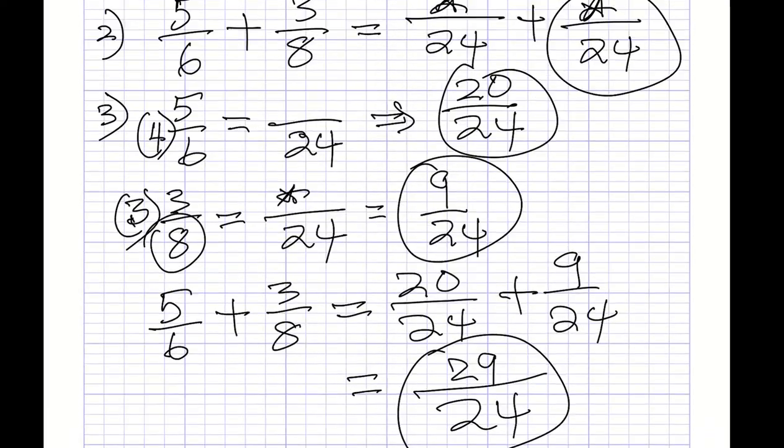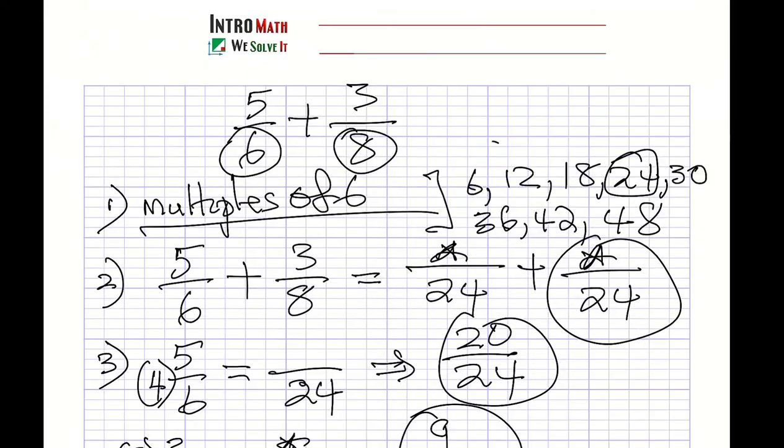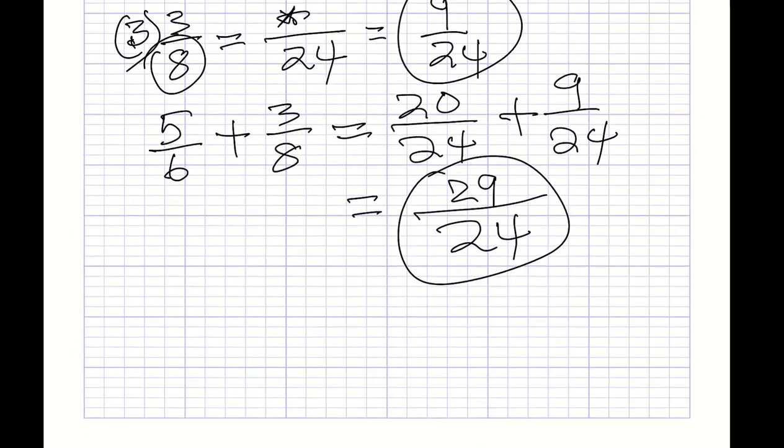But notice something though. Keep your eye right here. You see all those factors? Let me solve it my way. I'll show you. What is that problem again? 5 over 6 plus 3 over 8. Right? Okay. Look at my way.